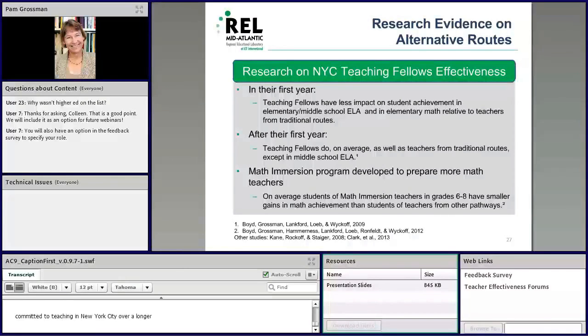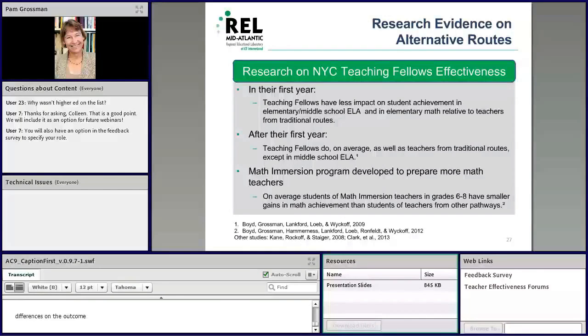In their first year, the teaching fellows had less impact on student achievement in elementary and middle school ELA and in elementary math relative to teachers from more traditional routes. But after their first year, they were comparable to the teachers who were coming through university-based routes, except for middle school ELA. So again, you can see that there are some subject matter differences on the outcomes.